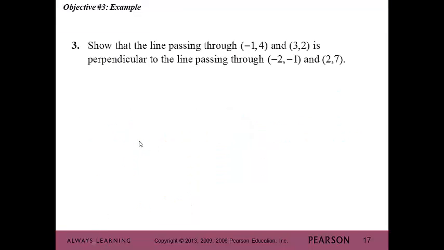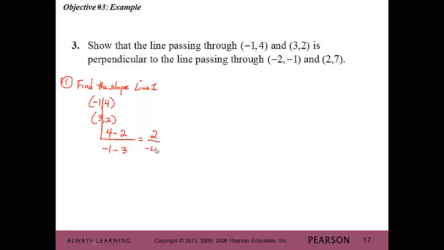All right, so to show that the line passing through the points -1, 4 and 3, 2 is perpendicular to the line passing through -2, -1 and 2, 7, the first thing we're going to do is find the slope of line 1. So stack our points, -1, 4 and 3, 2. Draw a vertical line down, extend to the right, and you have 4 minus 2 over -1 minus 3. So it becomes 2 over -4, which is -1/2.